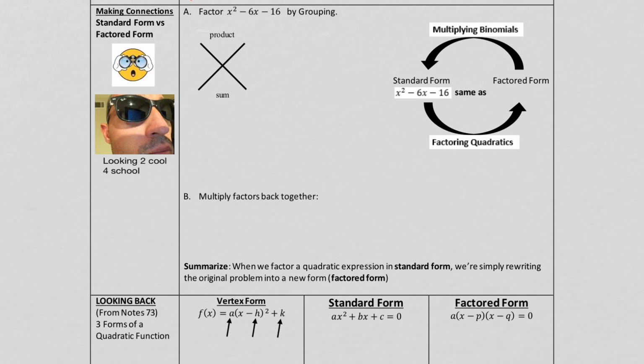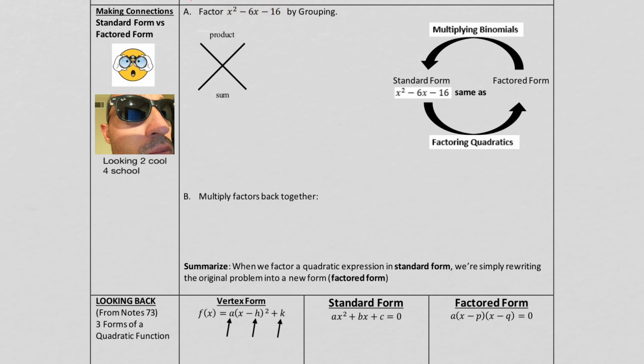So with that, let's make a connection. We talked about before having standard form and factored form, and these are connected through this process of factoring. So to practice, let's do example A here. Let's go ahead and factor this quadratic, which is right now in standard form.